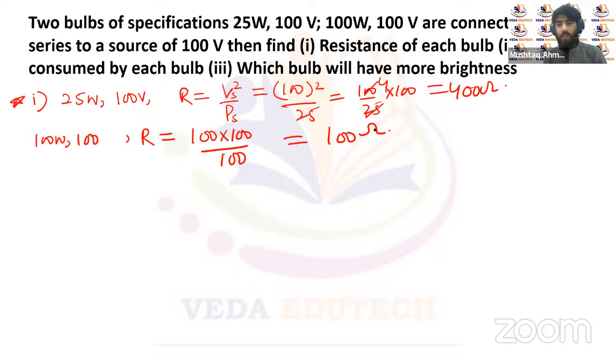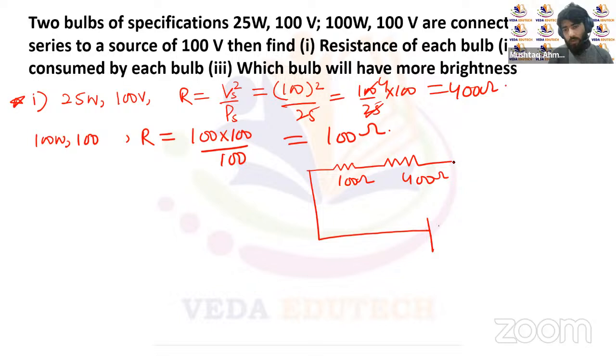Let's move on to part second, the power consumed by each bulb. These bulbs are placed in series, one of 100 ohm and another of 400 ohm, and they are connected to 100 volt.